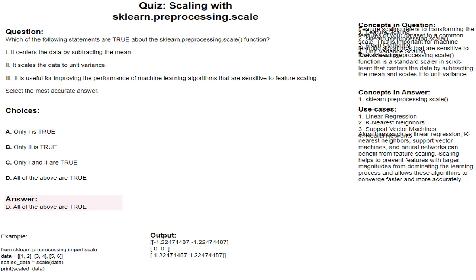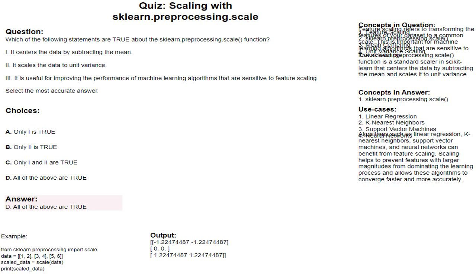Mean centering helps to improve the performance of algorithms that are sensitive to the location of data points, such as linear regression. Unit variance scaling is a technique used to scale the data so that the variance of each feature becomes 1.